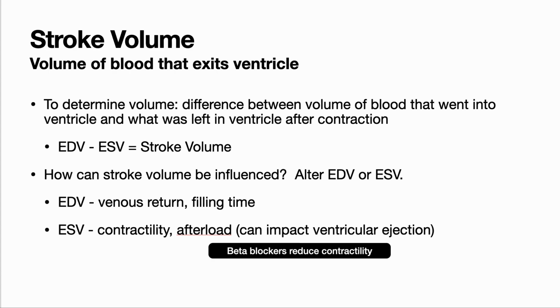End systolic volume is all about contractility. So, can we squeeze harder and get more blood out, or can we squeeze less hard and not move as much blood out? For example, beta blockers reduce contractility, so it's going to decrease cardiac output.